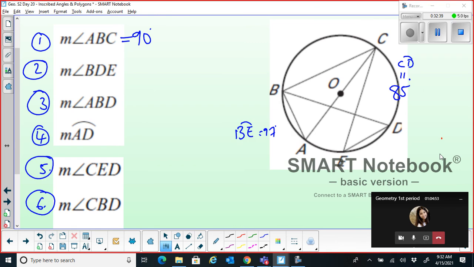They are asking to find angle BDE, this particular angle. Corresponding to that, I have arc BE. I already have the value of BE, because arc BE is the intercepted arc for BDE. BDE equals half of arc BE, which is already given to you, which is half of 97 degrees, right? So 97 divided by 2 gives us 48.5. So 48.5 degrees.